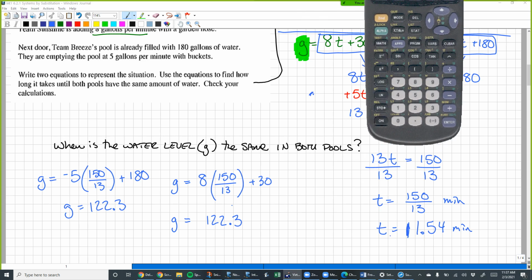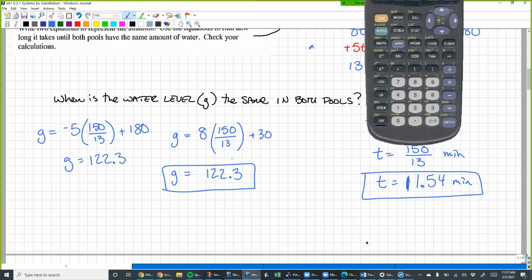Now, the gallons are this. It's not a whole number, but that's okay. And the time is this. A lot of the time we write our answer as a point. When we write our answer as a point, it's going to be the x value, or in this case, the t value, and the y value, or in this case, the g value. So this is called our solution.